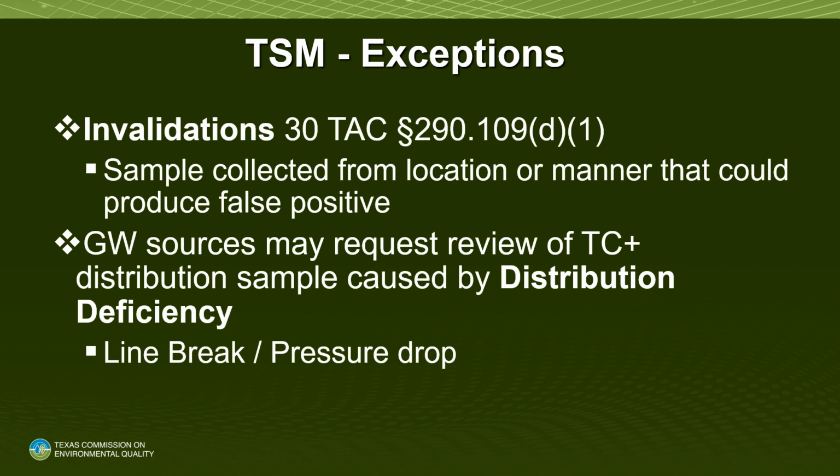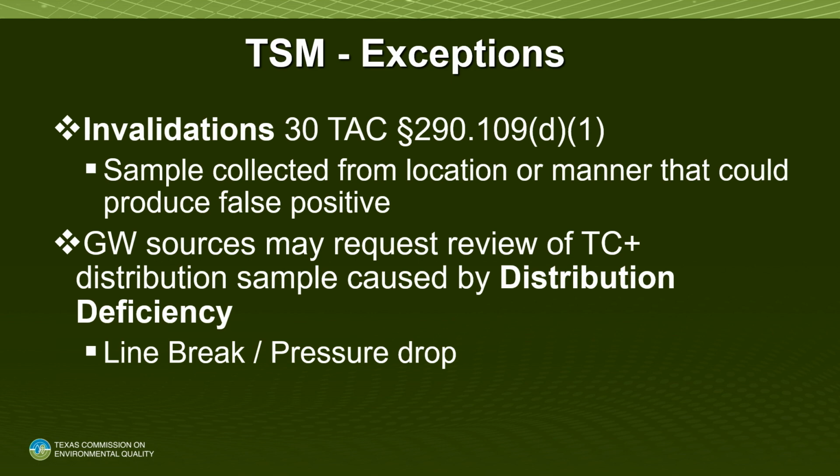There are a couple of exceptions. Say you get a distribution positive from a revised total coliform rule sampling, and you felt like that wasn't representative of your distribution system. You went through the invalidation process and were granted the invalidation. Well, that positive goes away, so that also eliminates the raw well sampling requirement.